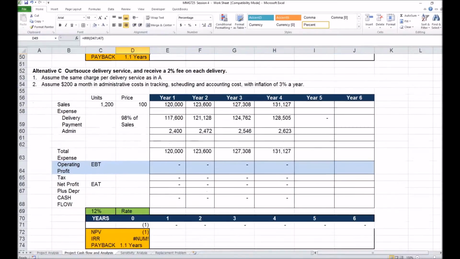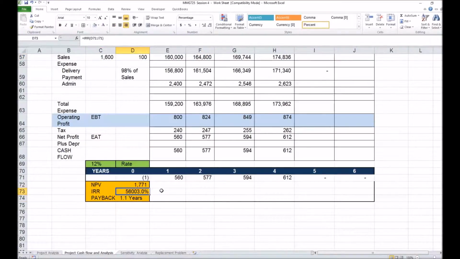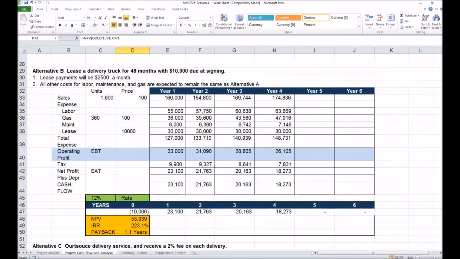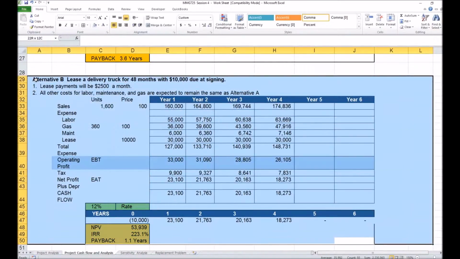And in the final case down here, if I change this to 1,600, we're making plenty of higher internal rate of return percentage, but the dollars don't go up very fast. So alternative B is the one that I like. And I'm just going to copy everything from alternative B here and move it to the sensitivity analysis page.